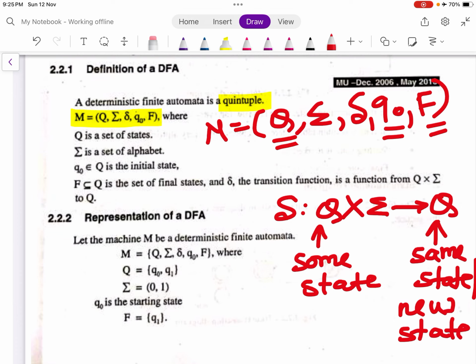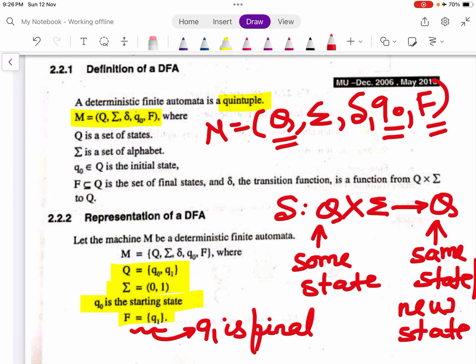Representation of a DFA. Let a machine M be a deterministic finite automata. M equal to Q, Σ, δ, Q0, F, where Q equal to Q0, Q1 over the alphabet 0, 1. Q0 is the start state and F is your Q1. So that means your Q1 is your final state.